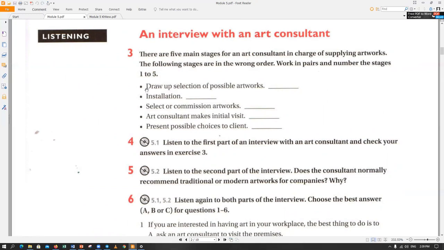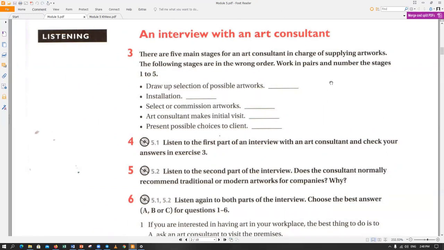There are five main stages for an art consultant in charge of supplying artworks. The following stages are in the wrong order. Work in pairs and number the stages 1 to 5.